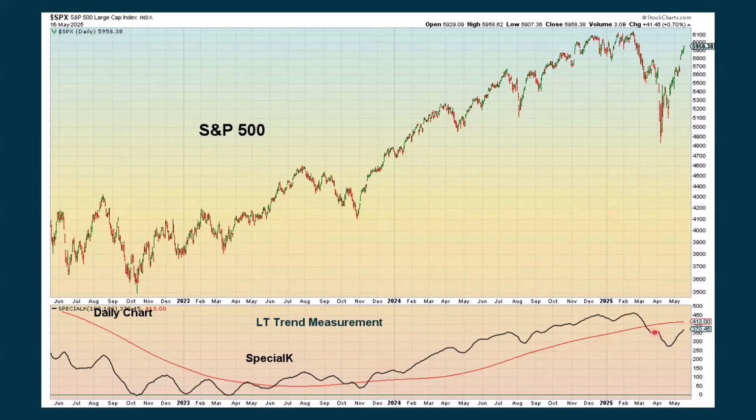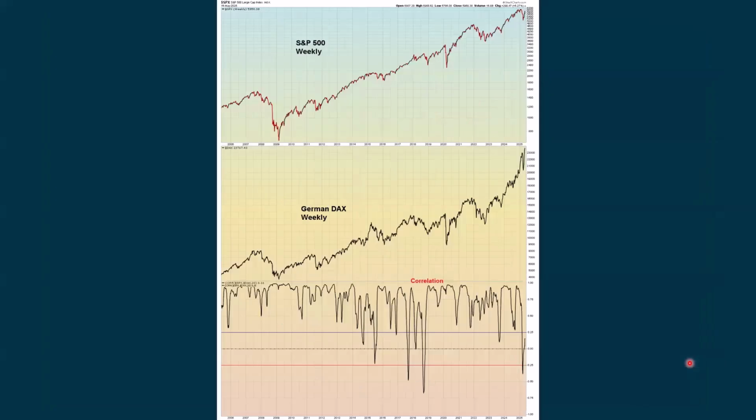We are negative with this, but we're starting to turn back up as the S&P's been going back up, and it would be even more positive longer term if we eventually came back and crossed above this red line. And we look at a weekly chart of the S&P, that's US stocks, and then the German DAX, which Germany has the biggest stock market in the EU.